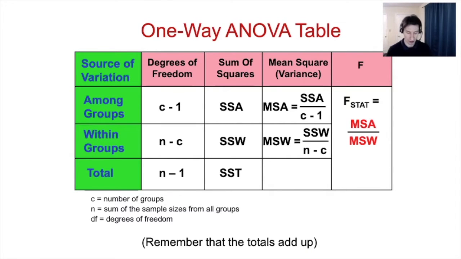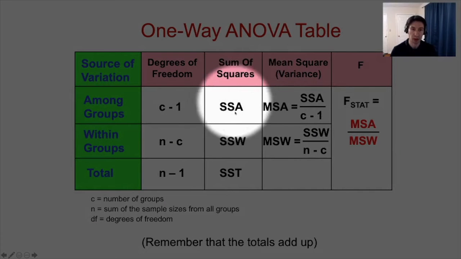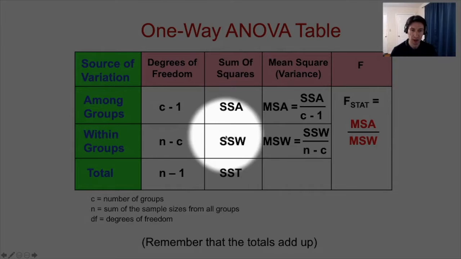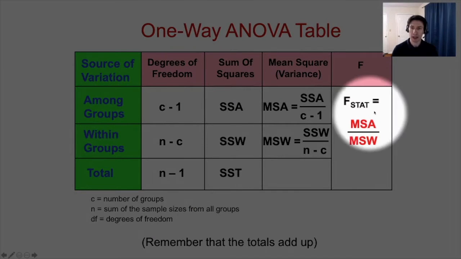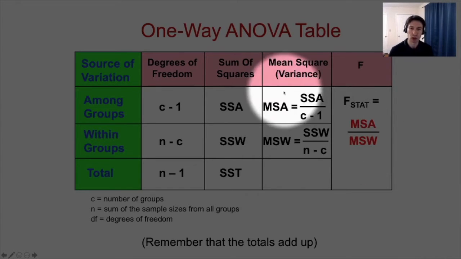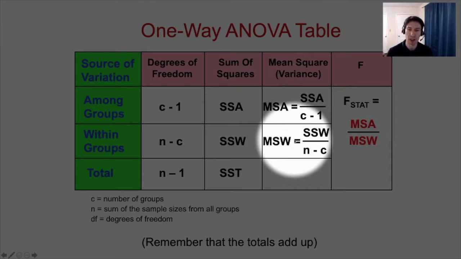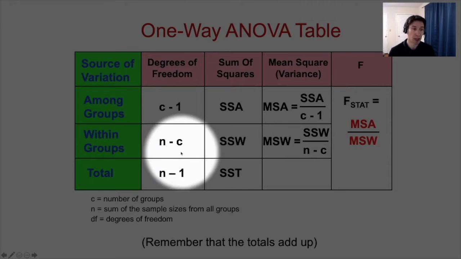Okay, so this relationship is the relationship in this column. This plus this equals that. Okay, last thing that you need to know, what is this F stat? The F stat is the MSA divided by the MSW, so it's the number here divided by the number there. And what are the associated degrees of freedom? The numerator has these degrees of freedom, and the denominator has those degrees here.